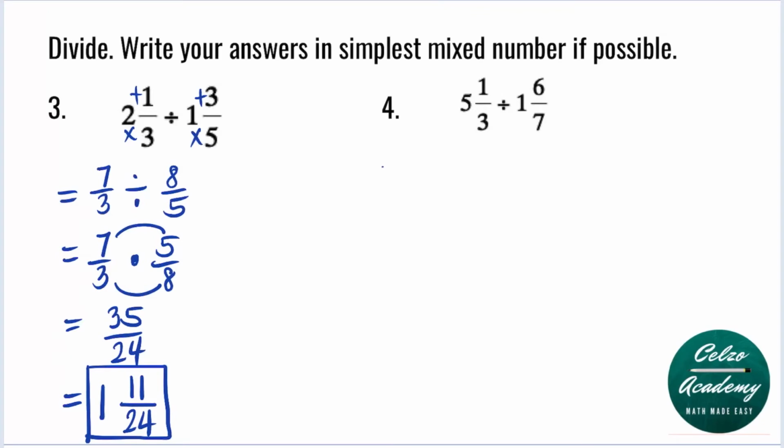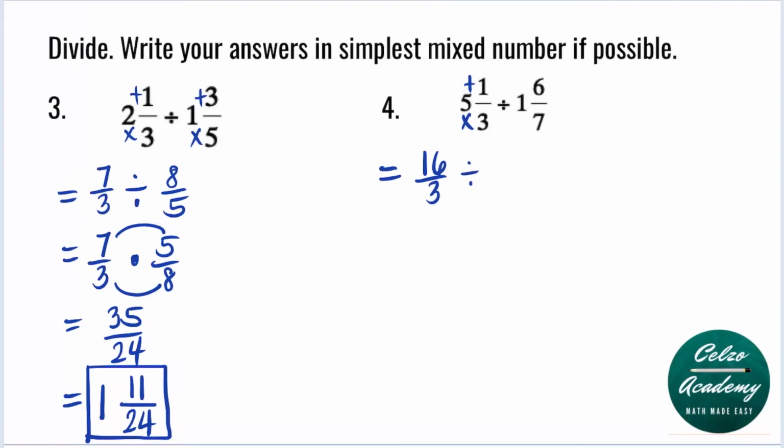Question number 4. 5 and 1/3 divided by 1 and 6 over 7. Step 1 is to change the mixed numbers into an improper fraction. Let's begin with 5 and 1/3. 3 times 5 is 15. 15 plus 1 is 16. So this is the same thing as 16 over 3.